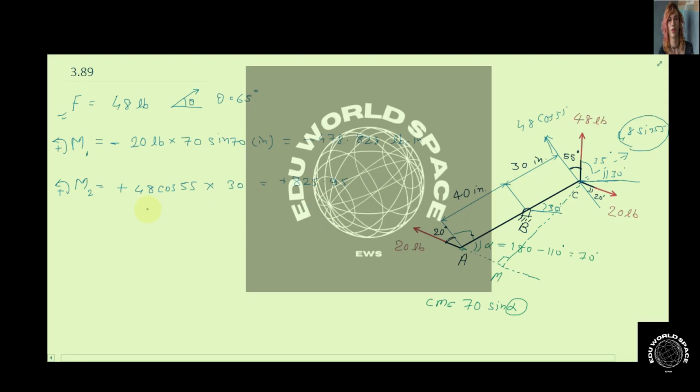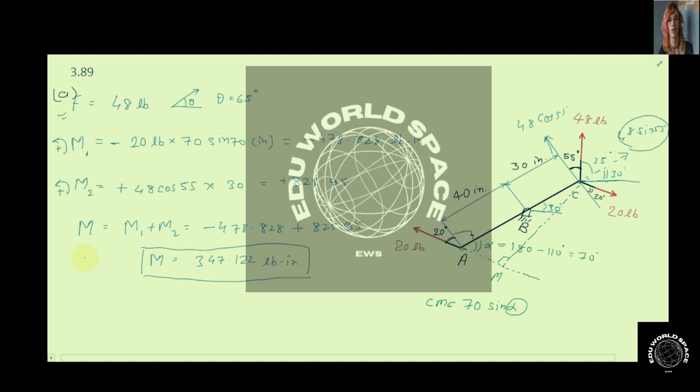Now for the equivalent couple, we can write it as M1 plus M2. M1 we have already calculated, minus 478.828, and plus M2 is 825.95. So the equivalent couple acting on the system comes out to be 347.122 pound inch. Since this is a positive quantity, it means that the equivalent couple is in counterclockwise direction. This was part A of the problem.